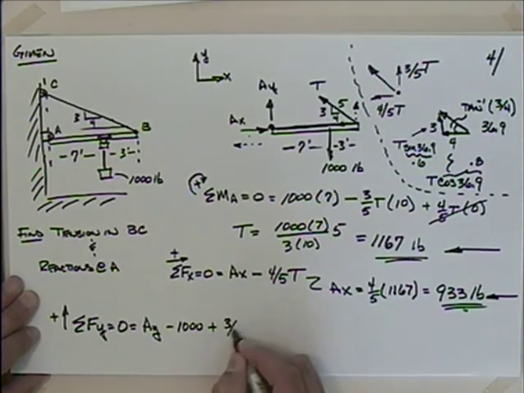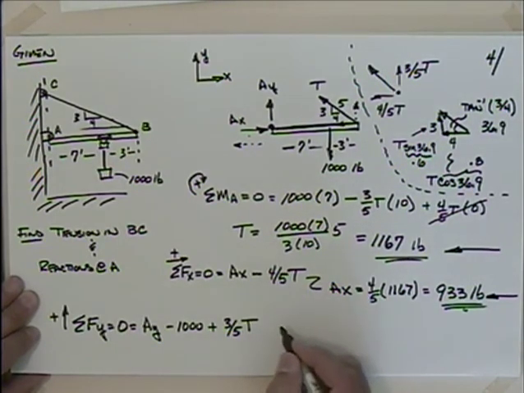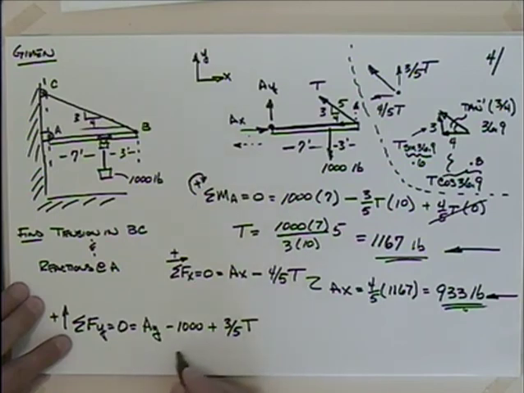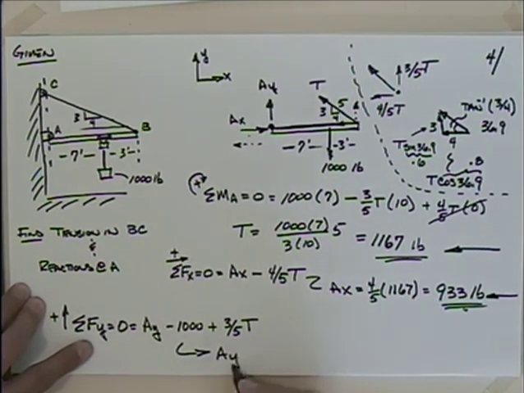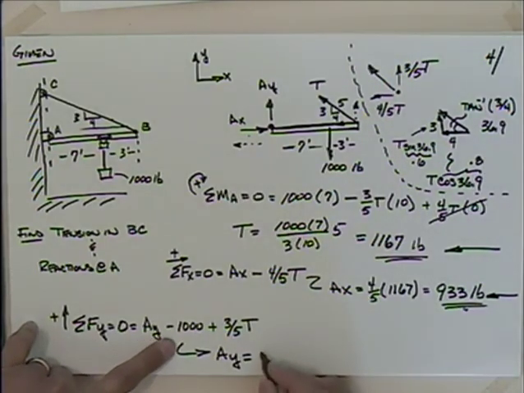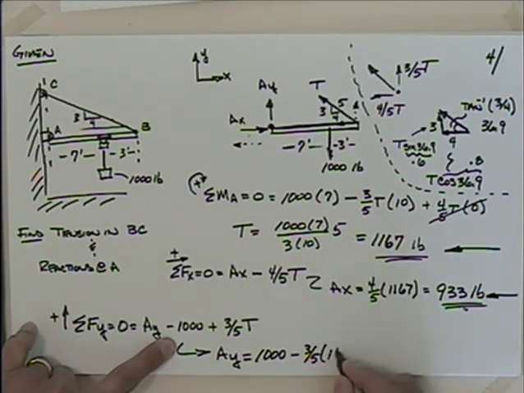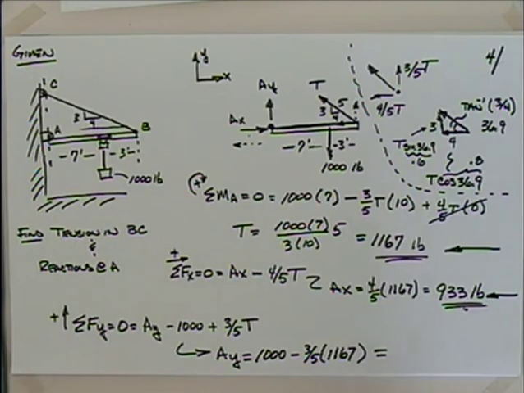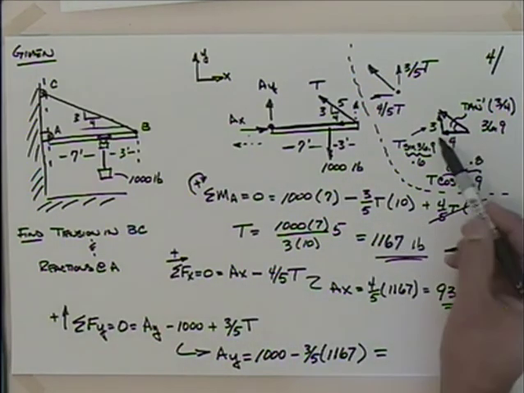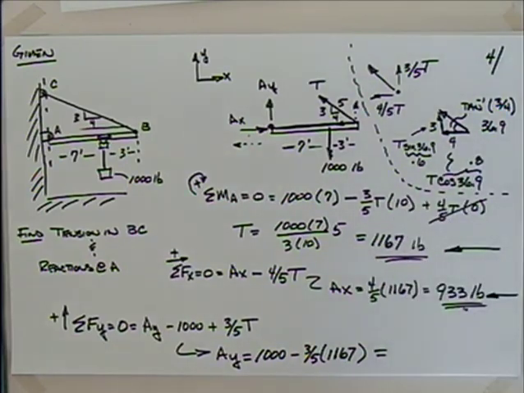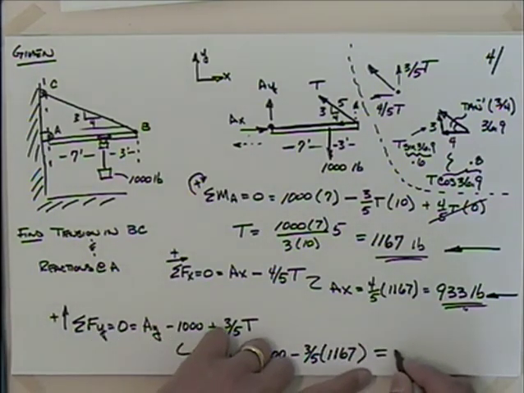What do we have? 3/5 of T. So I can say then that Ay is equal to 1,000 minus 3/5 of T, which was 1167. So what's that turn out to be? You could use 3/5 if you wanted to, or you could say 0.6 as sine of 36.9. Came up with 300, didn't we?